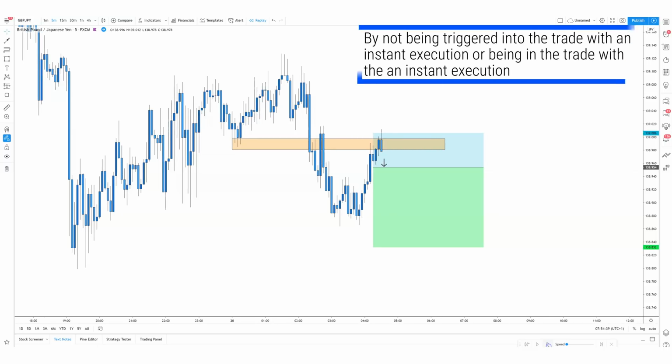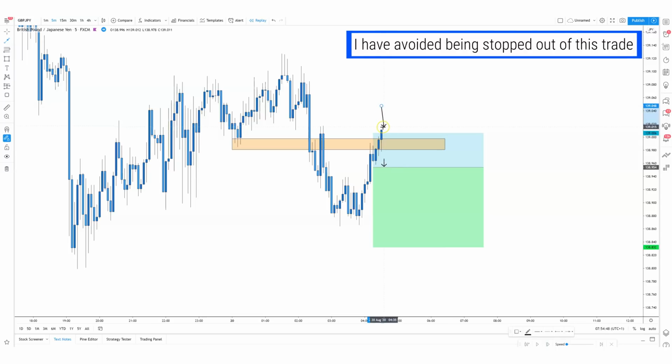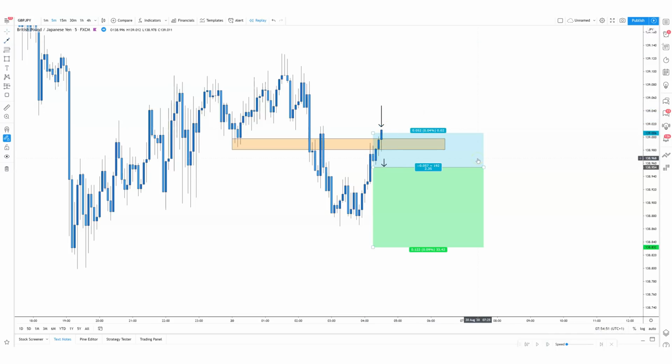Now, by not being triggered into the trade with an instant execution or being in the trade with an instant execution, I have avoided being stopped out of this trade. And that's one of the biggest reasons why I love it. Now, does it happen all the time? No, sometimes you will be triggered into the trade and you will get stopped out.